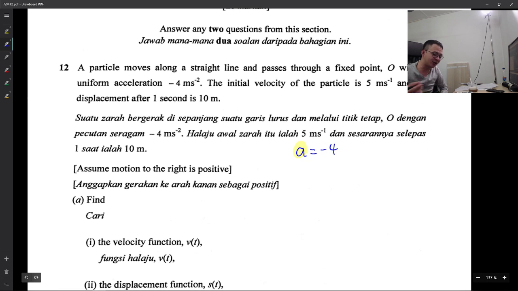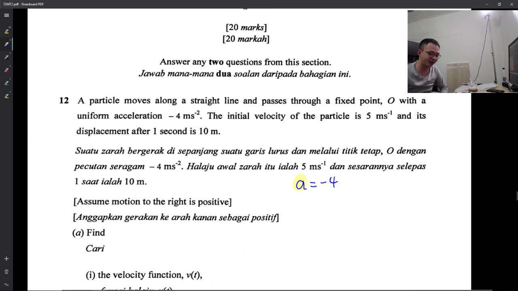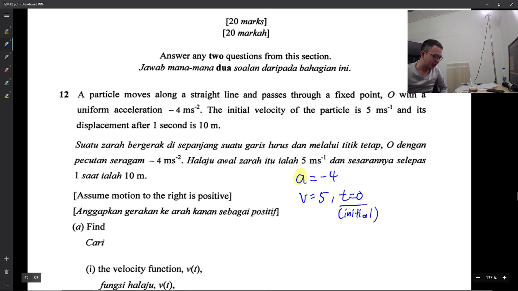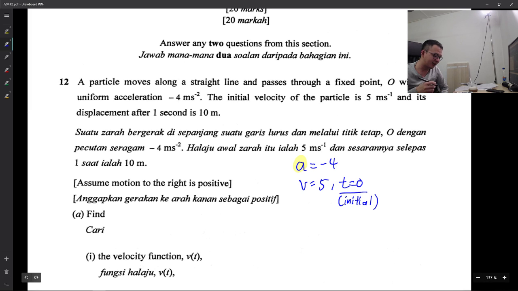And the initial velocity of the particle is 5 meters per second. So initial velocity means v equals 5 when t equals 0. This is the meaning of initial. Whenever you see initial, think about t equals 0. And its displacement is 10 meters after 1 second. So s equals 10 and t equals 1.